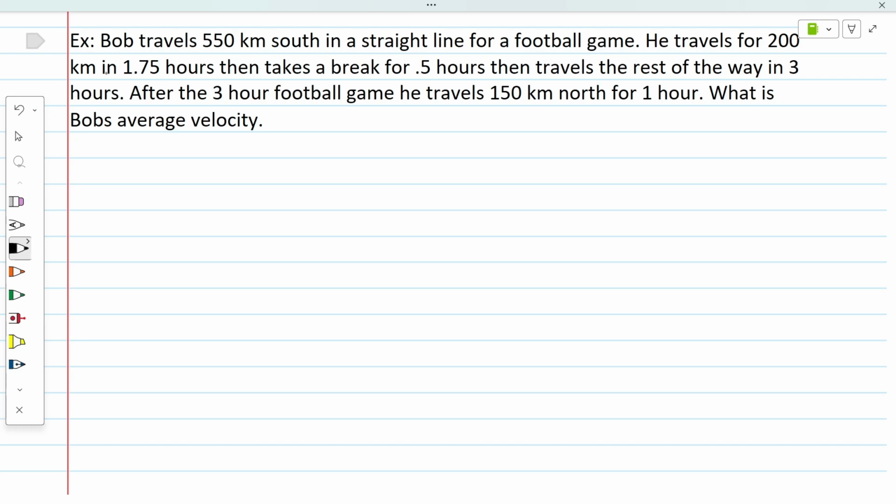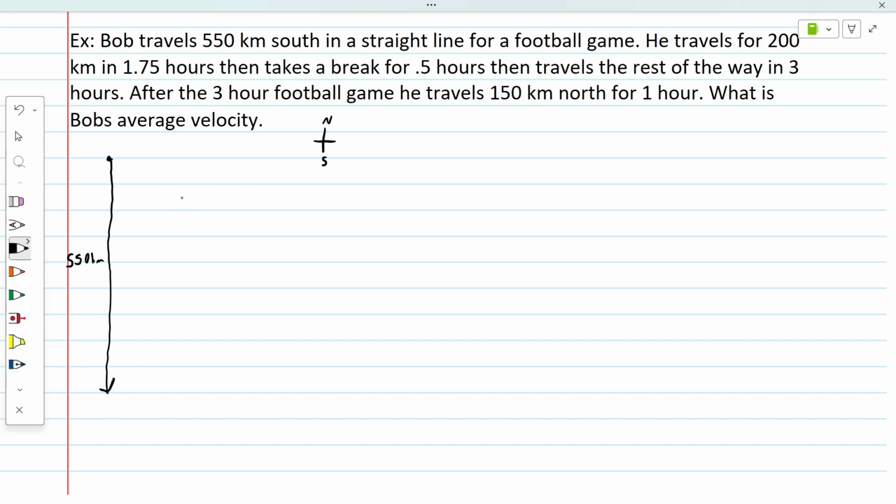So we know Bob is traveling this amount south, and we're looking for the velocity. We'll make the start point right here, and he's traveling 550 kilometers south. So I'll just draw a line down here, and I'll say this is 550 kilometers, and we'll make down south. So if I do a little compass here, north, south. Okay, we only really care about north and south for this question.